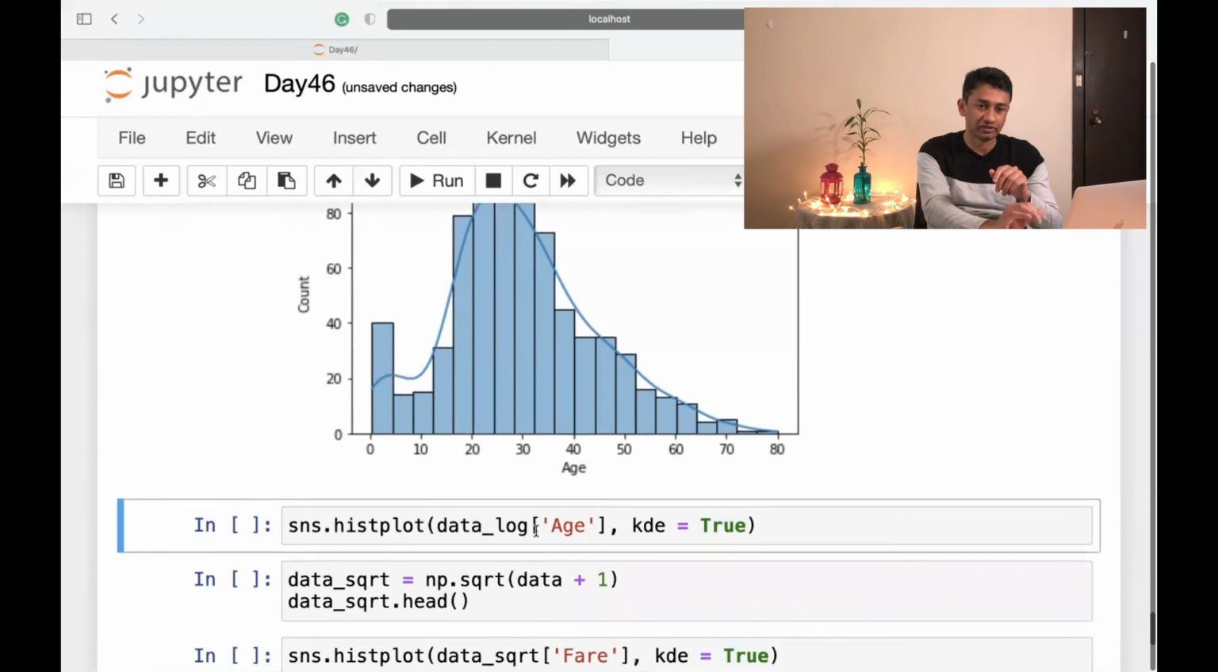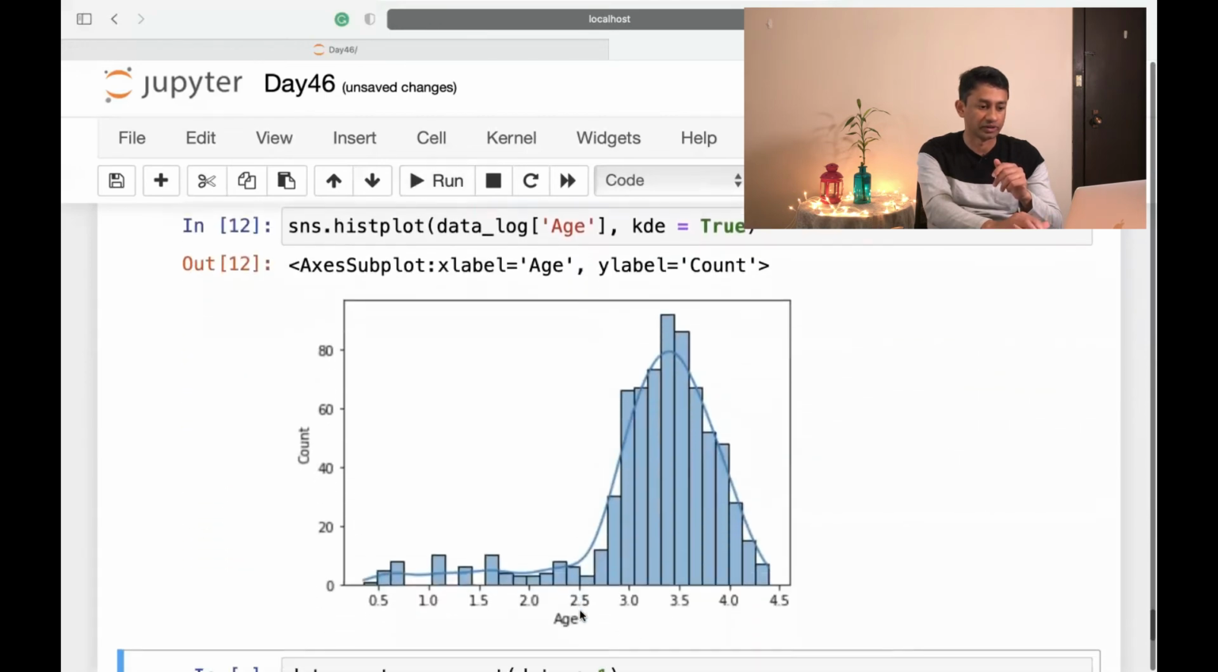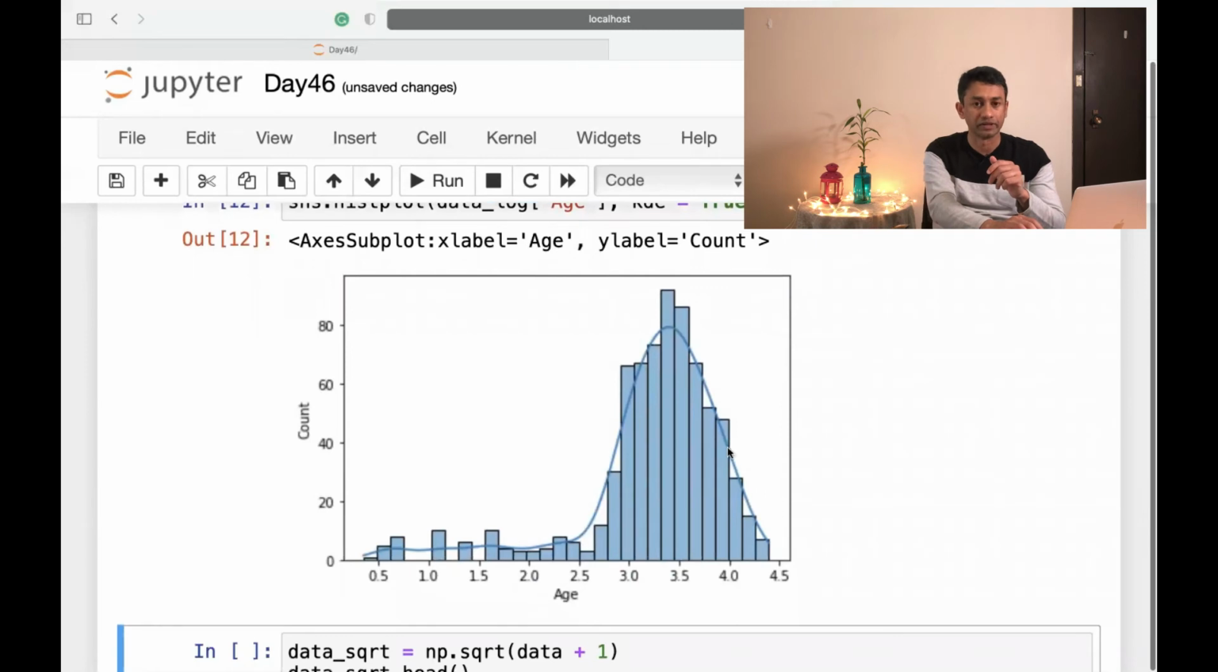So in this case, if we are going to use log transformation, let's see what happens. What I'm going to do is a log transformation and then plot the data. What happened is the short tail on the right hand side has now moved towards the left hand side. So now there is a long tail on the left hand side, so this becomes relatively skewed data. This is what I wanted to highlight here.